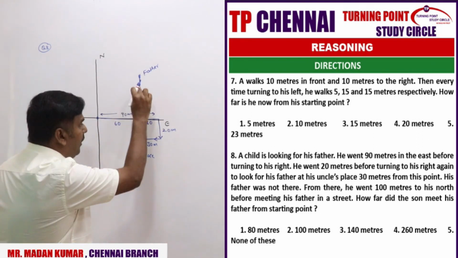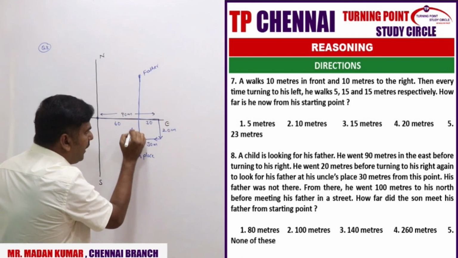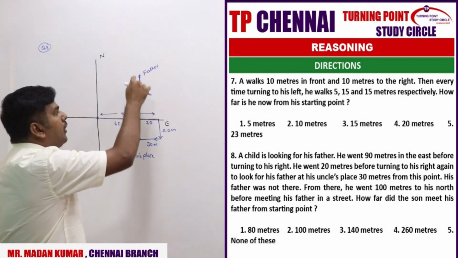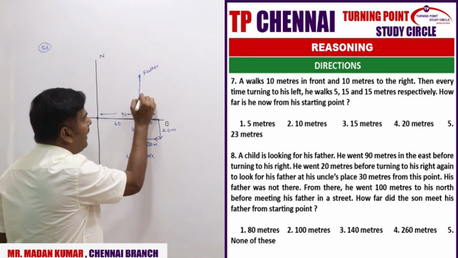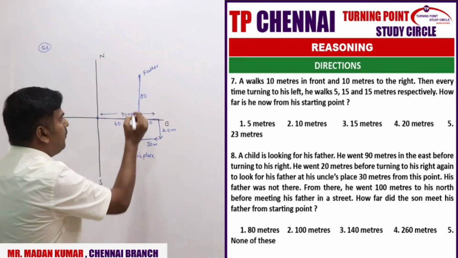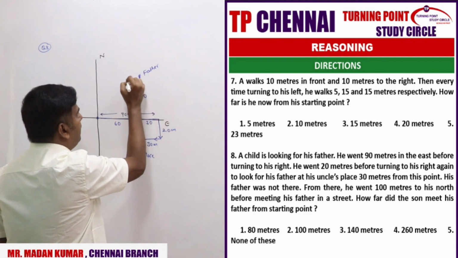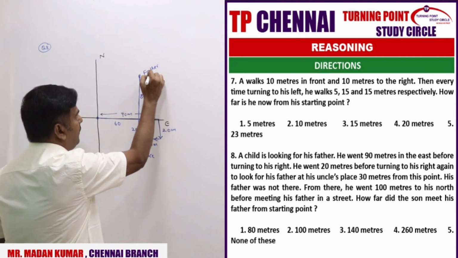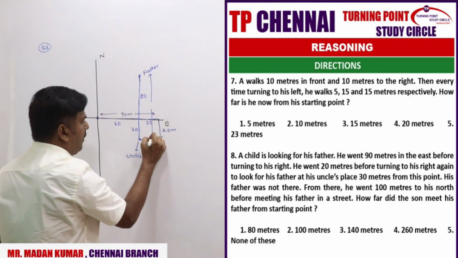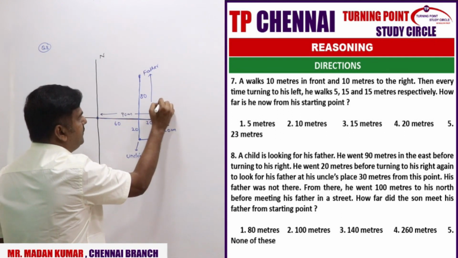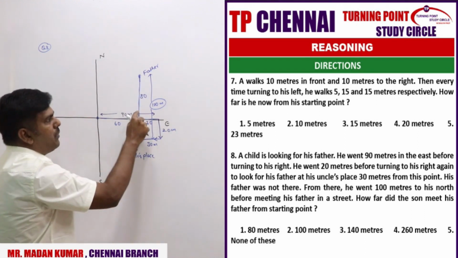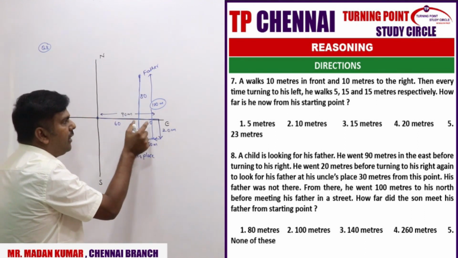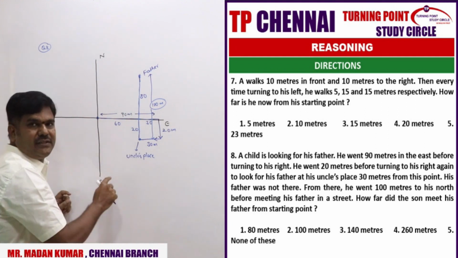Now this distance is 20. Here also how much it will be? 20. Total distance how much? 100. 100 minus 20, how much it will be? 80. This will be 80. Are you clear? So from here to this one, how much distance is there? 100 meters. So this distance is 20, this balance is 80. Here also 30. 90 minus 30, it will be 60.